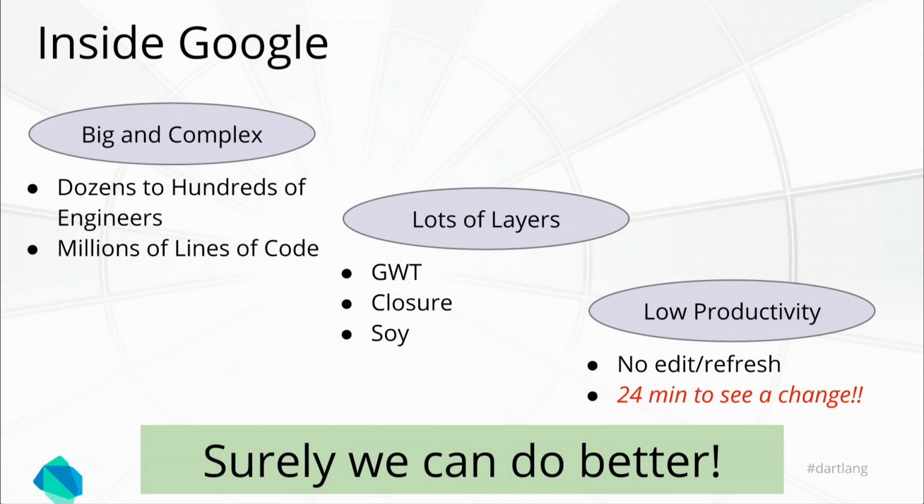I want to point out real quick that this is real feedback from internal teams. 24 minutes sometimes to see a change. Can you imagine iterating at 24 minutes per change? I've done that. Surely we can do better. Right, so surely we can do better.